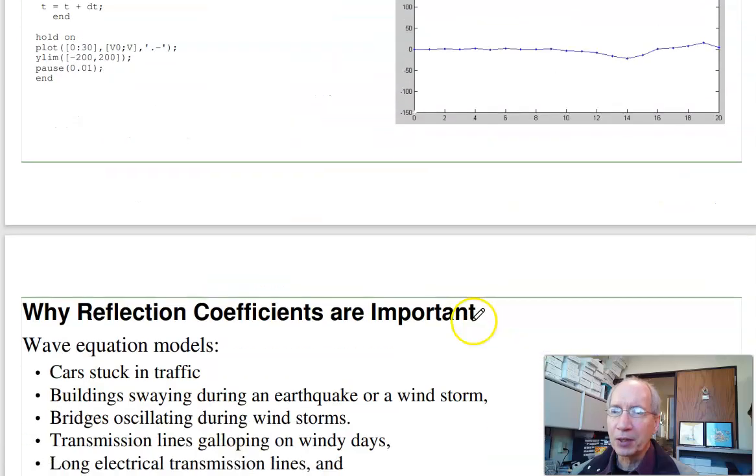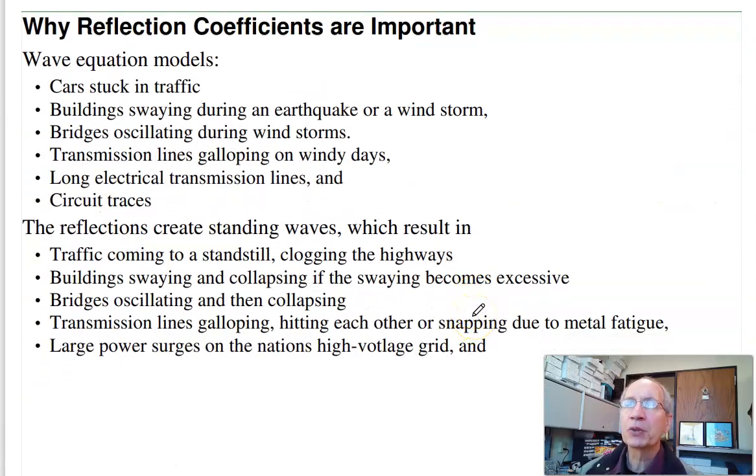So, I guess we kind of talked about that. There's a couple reasons why reflection coefficients are important. The wave equation models a large number of things. It models cars stuck in traffic, buildings swaying in the breeze, bridges oscillating during windstorms, transmission lines galloping on windy days, long electrical transmission lines, circuit traces, and so on. The reflections create standing waves that result in traffic coming to a standstill, clogging freeways, bridges oscillating then collapsing, buildings swaying, transmission lines galloping, hitting each other and snapping due to metal fatigue, large power surges on the nation's high voltage grid, and so on. So these reflections are kind of a problem.